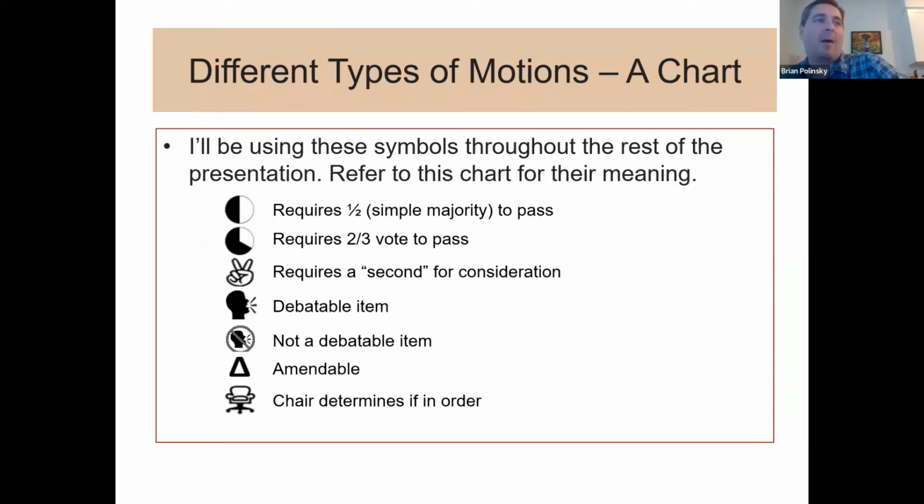The next one means it's amendable, and then the final symbol means that the chair is the one who determines whether or not the motion is in order, and it's actually not voted on. It's decided on by the chair. So we'll be going over all the various different types of motions and showing you how these symbols apply to each of them.